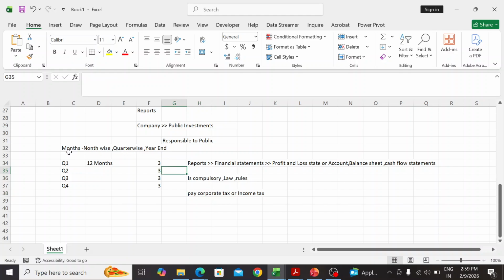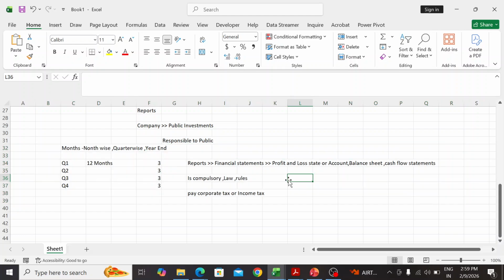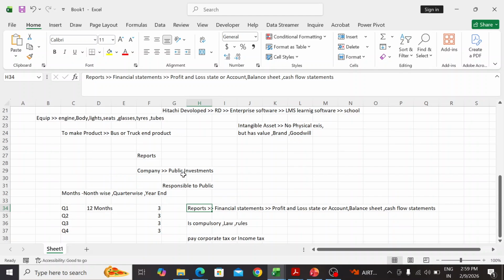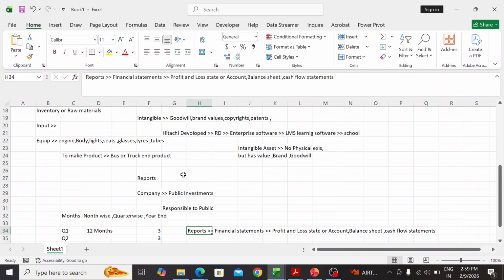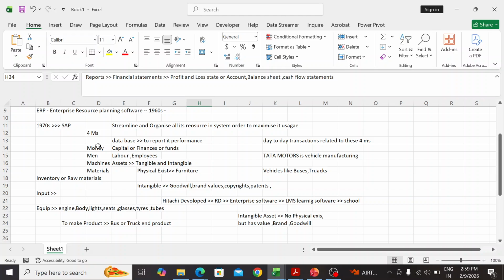So that is why, because of these reasons, and because of the mandatory requirement of preparation of financial reports, we have to have a particular and dedicated software which maintains the database of all the resources of the enterprise, and transactions happening on a daily basis. So they will go for the subscription and implementation of that enterprise software.